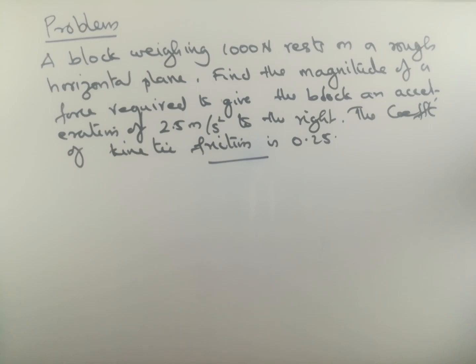Find the magnitude of a force which is required to give the block an acceleration of 2.5 meter per second square to the right. The coefficient of kinetic friction is 0.25. It is the coefficient of friction between the floor and the block. Okay.